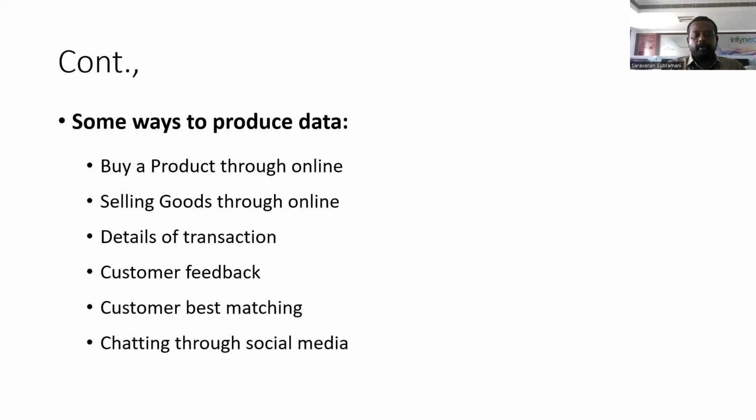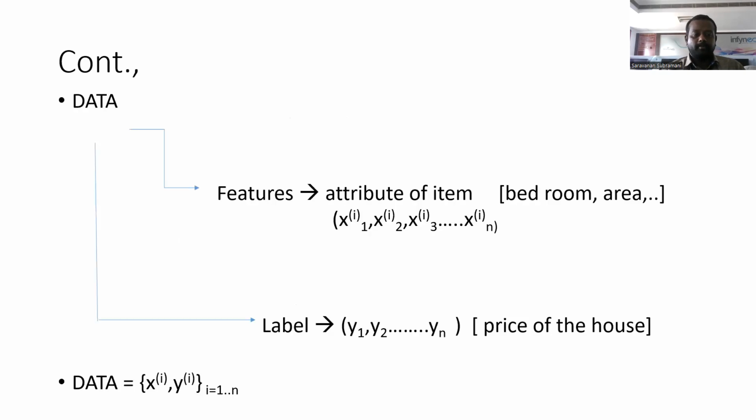Some ways of producing data are through online product sales, selling goods online, transaction details, customer feedback, customer best matching, and chatting through social media. This is not the end of the data producers, and there are so many others available.